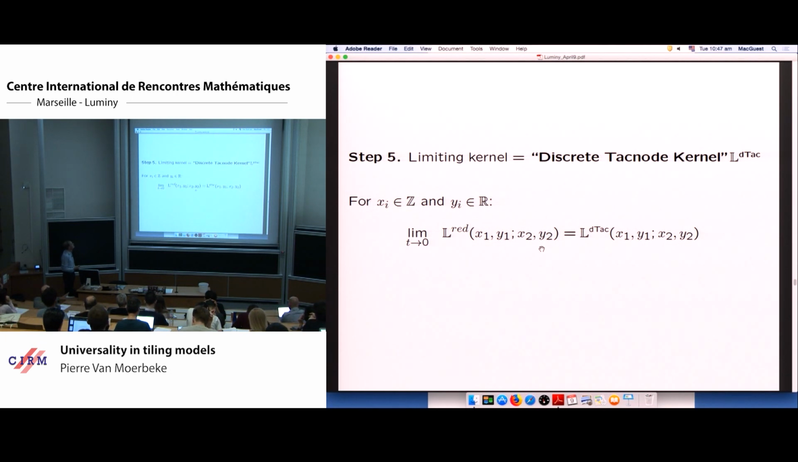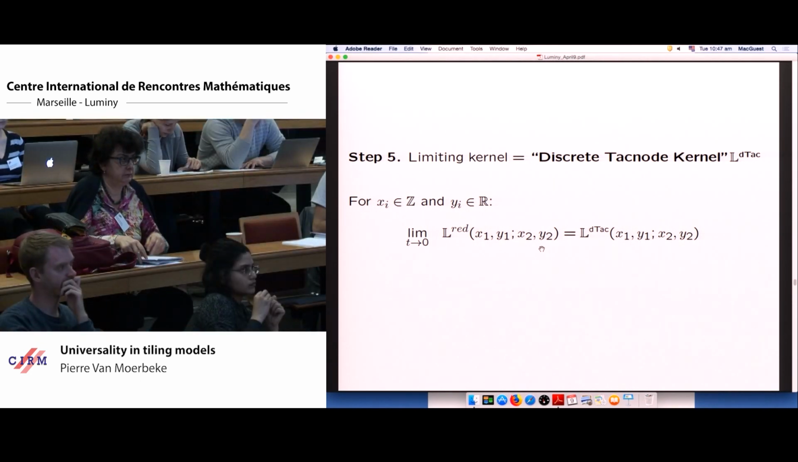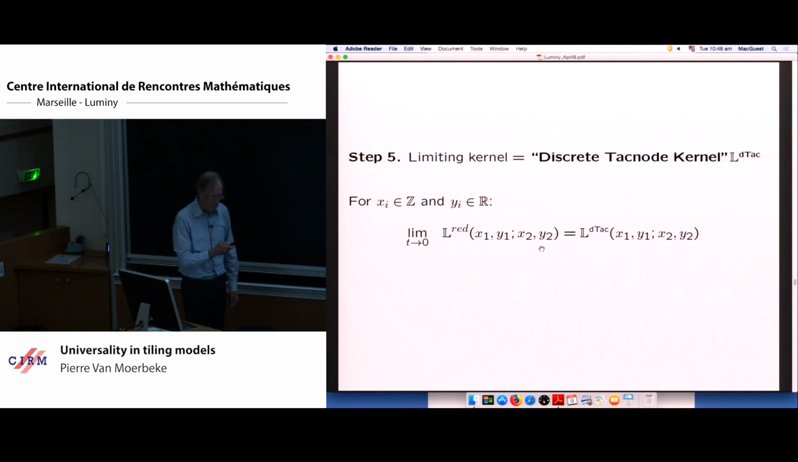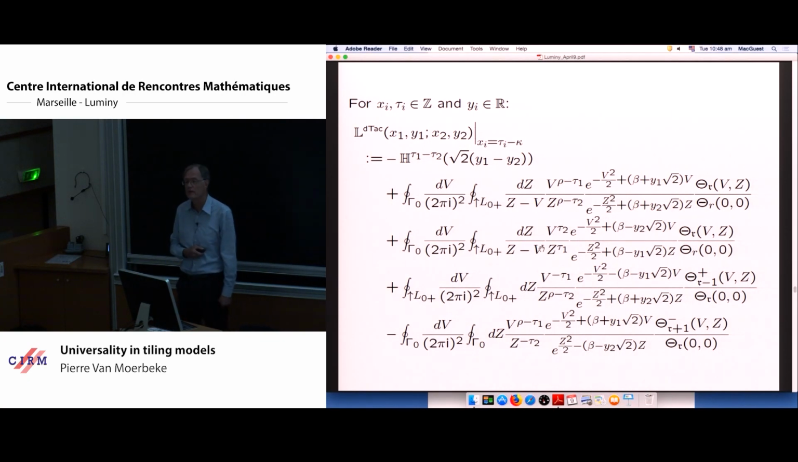Yes. So the limiting kernel now. The work isn't finished because then you get an expression and everything blows up. So that means you have to massage this expression and get something which you can deal with, of which you can take limits, okay? And I don't want to go into that. Once you have this expression, you can then take the limit when t goes to 0. That means when n goes to infinity, and you find the so-called discrete tacnode kernel, which I will show you in the next slide. That's the discrete tacnode kernel.